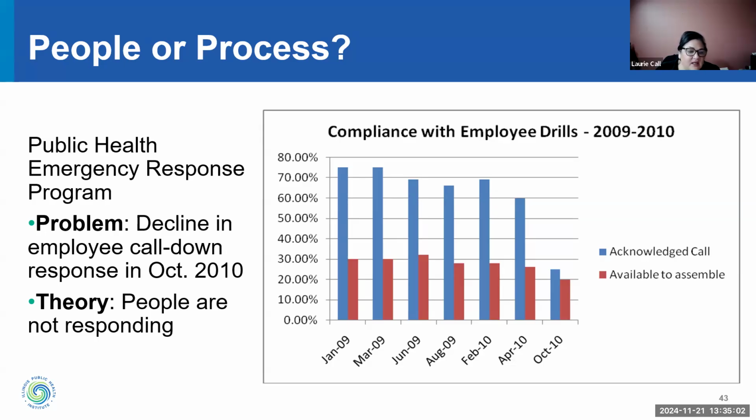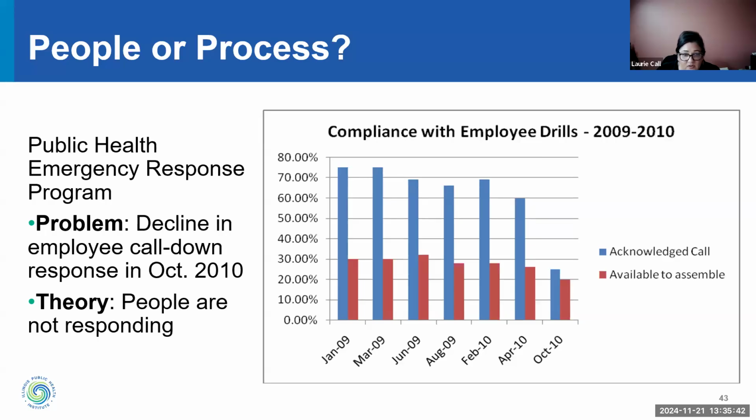And you can see the data here, of the people who acknowledged the calls in blue versus people available to assemble. And so they were having pretty good results. But look here in October, it really dropped. The acknowledgement of the call really dropped. The available to assemble dropped a little bit. And so they really had to go back and look at processes, but they were ready to say, and probably did say in the health department, what's going on?